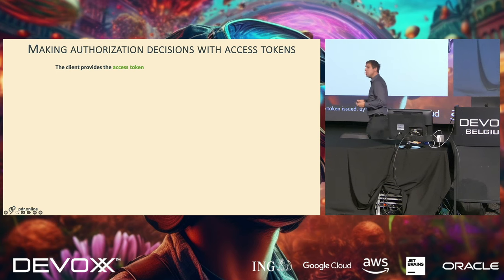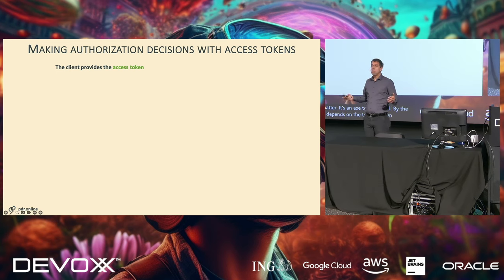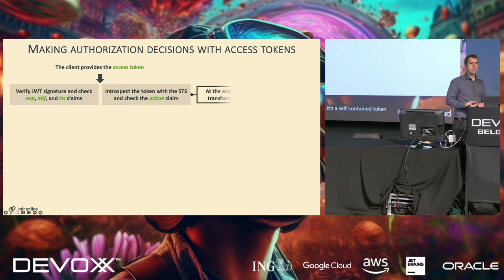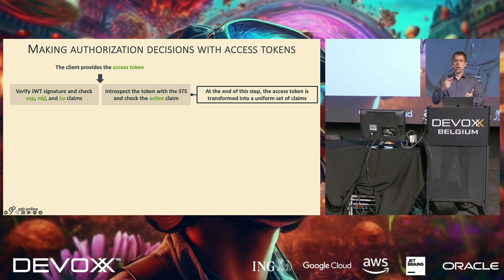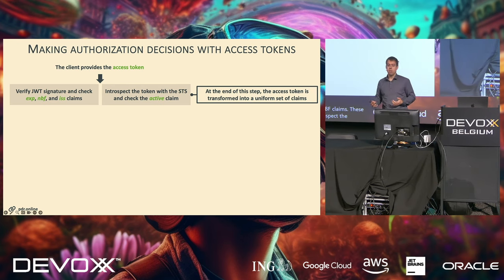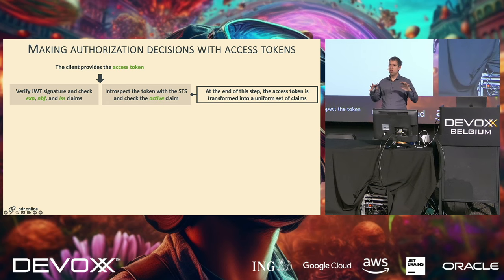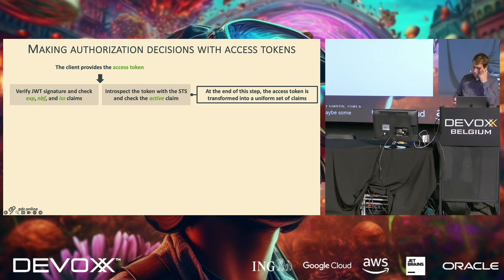What do you do? Well, it depends on the type of token. Sometimes you have to implement support for both types. Sometimes you can be assured that it's a self-contained token or a reference token, but it depends a bit, because for self-contained tokens, you verify the signature, the issuer claim, the EXP and NBF claims. These are important. And with introspection, you introspect the token and then you check the active claim. But at the end of this step, your API logic, your authorization logic, has a set of claims. Doesn't matter where they came from, they have a set of claims that have some specific claims you can rely on and maybe some custom claims as well.